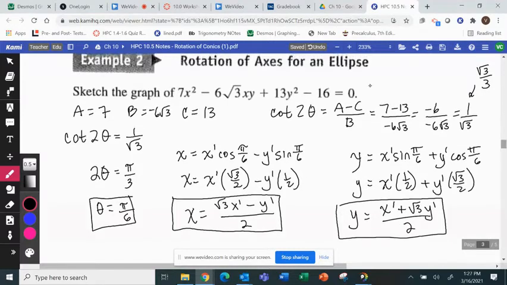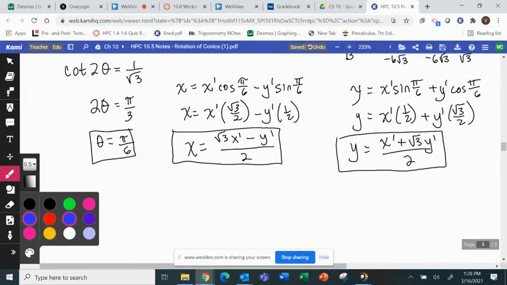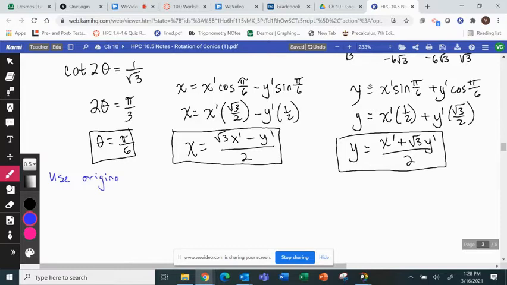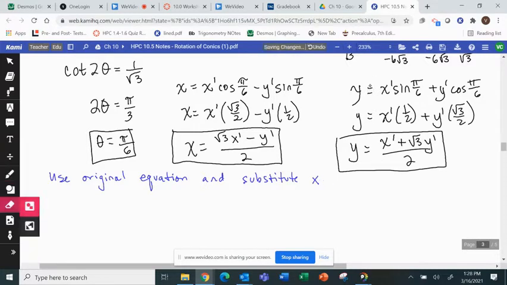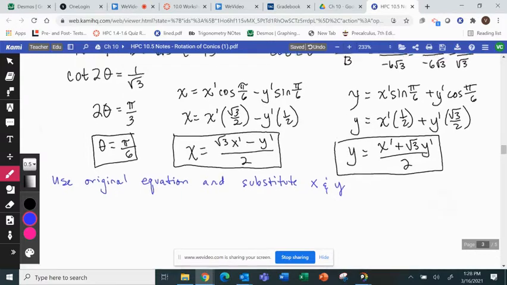And as you guys are finishing writing that down, our next step is to use the original equation and substitute x and y. So this is where we're converting it to the x prime, y prime equation, where we substitute. That's my original equation.